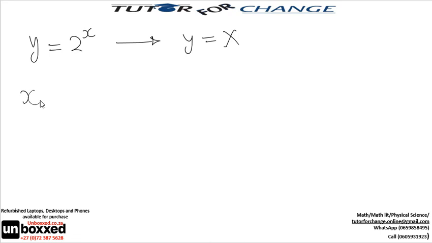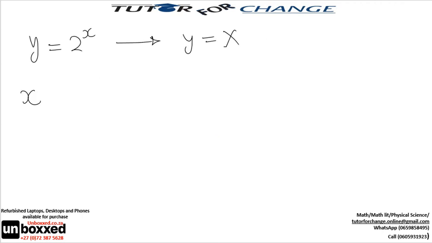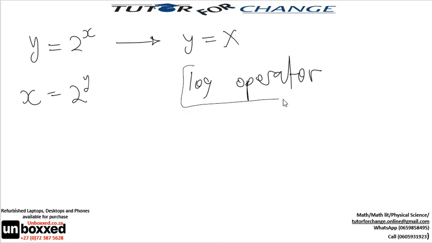So x becomes y and y becomes x. It's vice versa. So instead of writing y, we write x. Instead of writing x, we write y. So it's the equation that we have to solve. We have this operator that we call the log operator in maths. So this one we use only when we want to drop exponents.